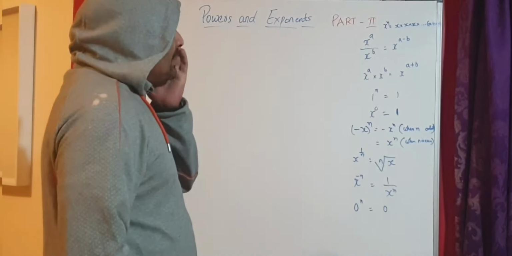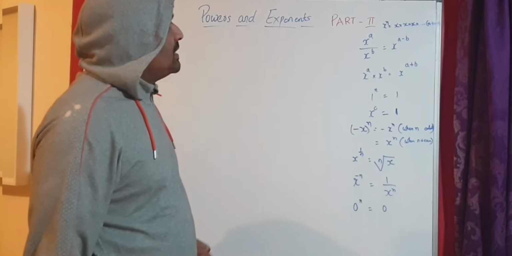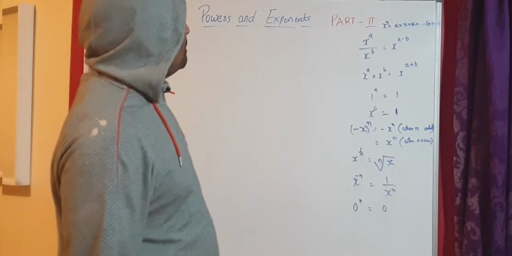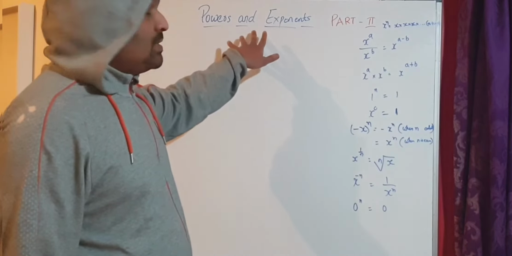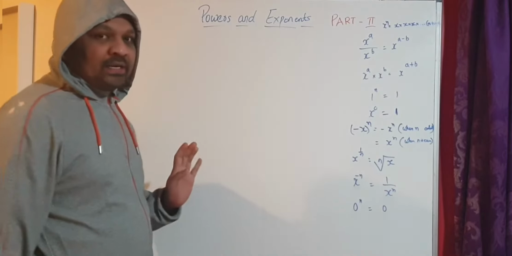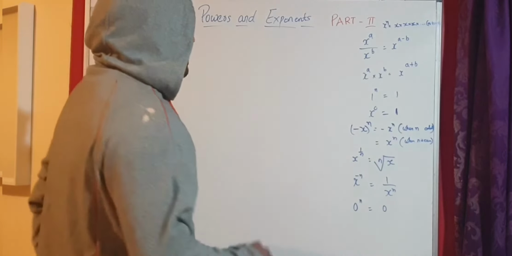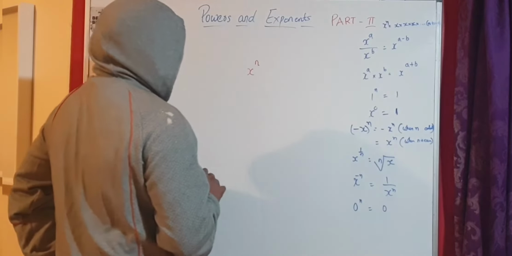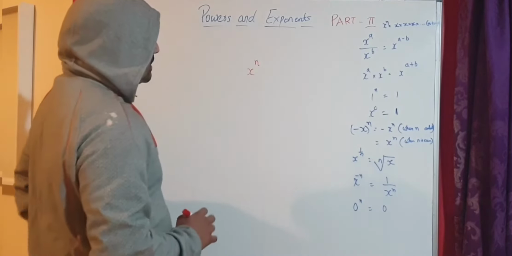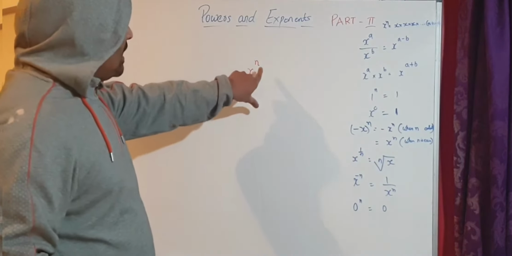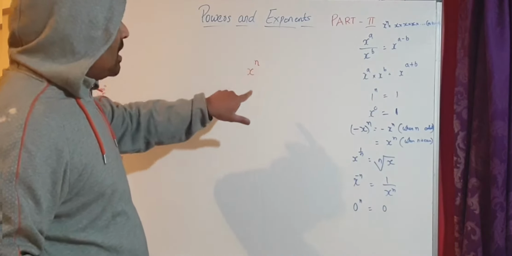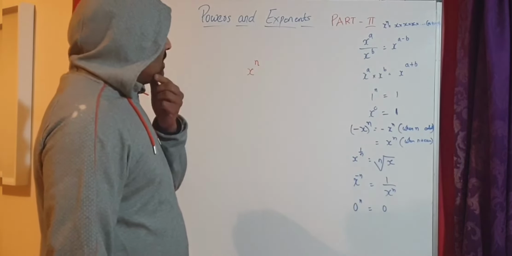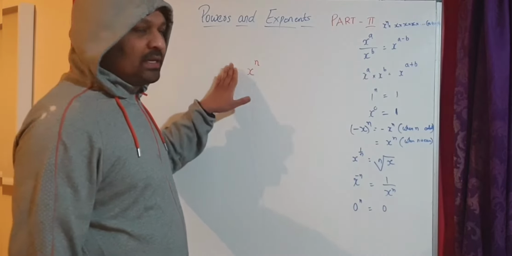Boys and girls, in the last video on powers and exponents, we have seen the different formulas that are involved in powers and exponents. The chapter is also called indices. A number is said to be written in indices form when we have a base and also a power to it. For example, if a number is written like x to the power of n, where x is the base and n is the power, it means x is multiplied by itself n number of times. So this number is said to be written in indices form.